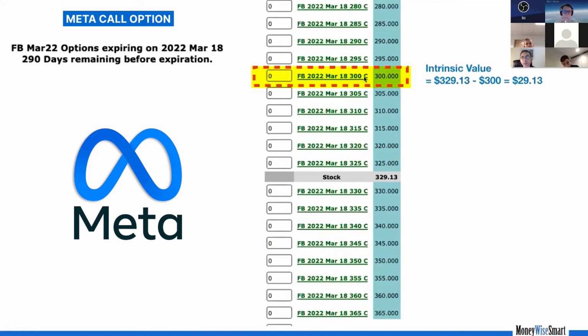Whereas the 300 strike call option has an intrinsic value of $29.13, because the owner of the call option can just exercise the right of purchasing Facebook at $300 and then go and sell Facebook immediately at $329.30 in the market. So there's an intrinsic value of 29.13.